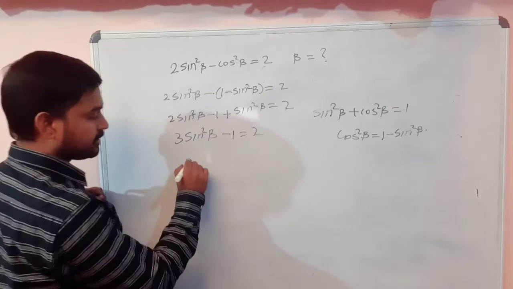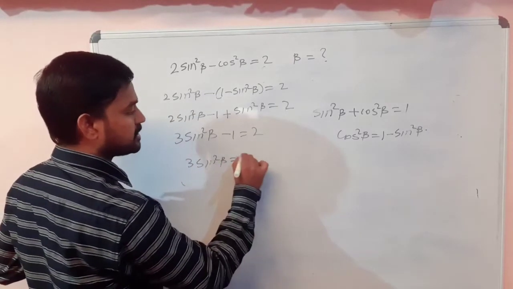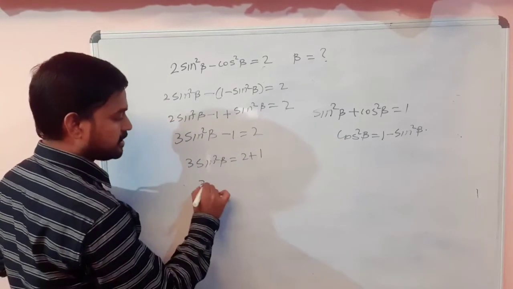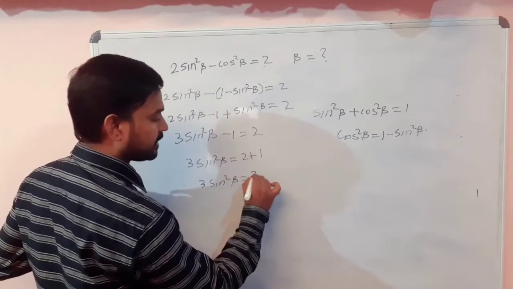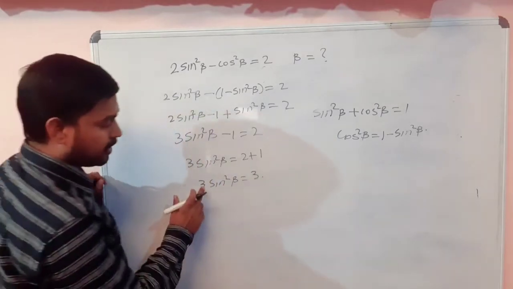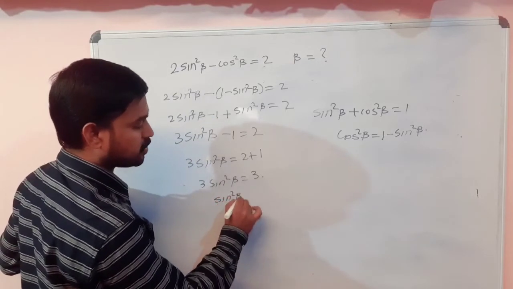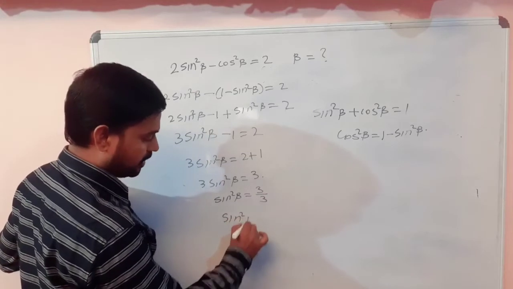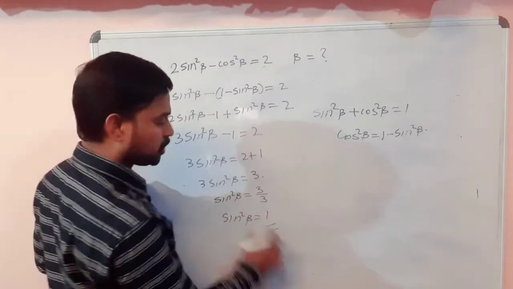So we get 3 sin square beta is equal to, this minus 1 transposed to the right side, it will be plus 1, 2 plus 1. So we get 3 into sin square beta is equal to 2 plus 1, that's 3. This 3 is multiplying here. If it is transposed to there, it will be division. So we get sin square beta is equal to 3 by 3. So sin square beta is equal to 3 by 3, which means 1. This square transposed to there, root 1 will come.